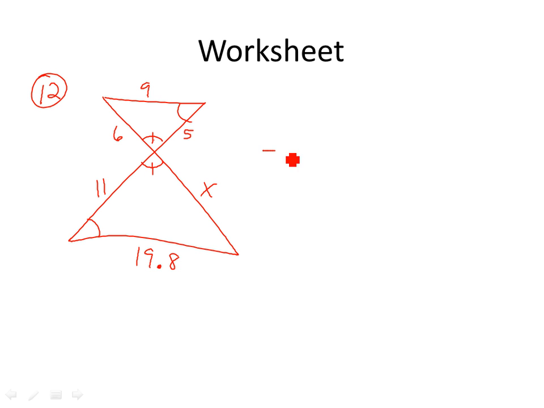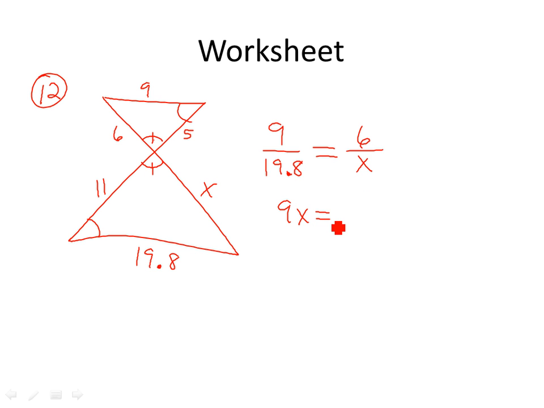Now you got to be careful here because when you go to set up your proportion, pick me a side in this first triangle, the top one. 9. What's 9 match up to in the other triangle? 19.8. Pick me a side. Now remember, we want x, don't we? 6 over x. You got to spin this around to get them to match up, don't you? So spin it around and 6 over x. 9x equals, somebody help me out real quick.